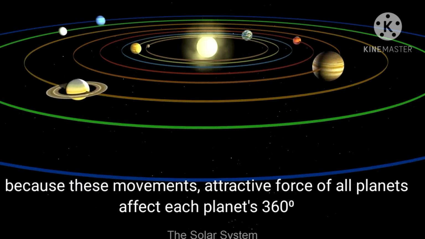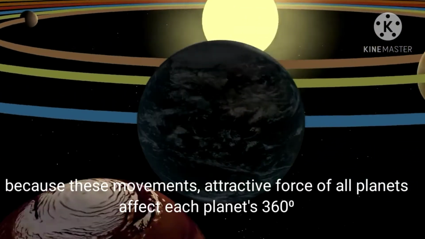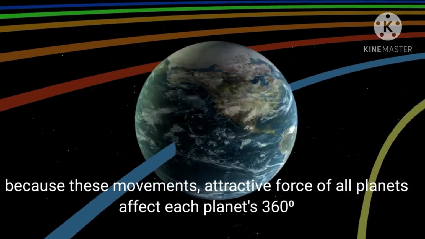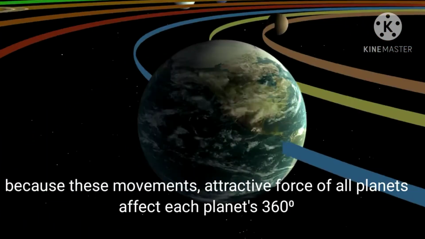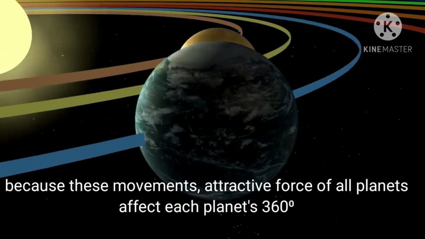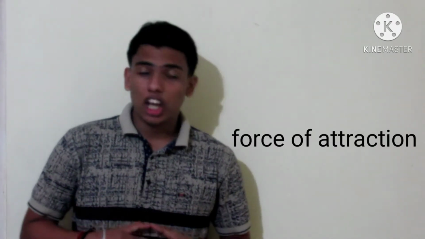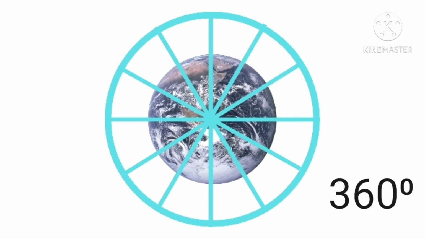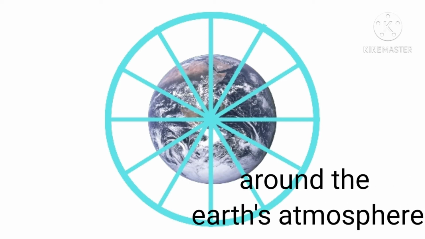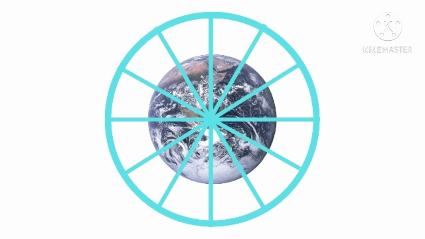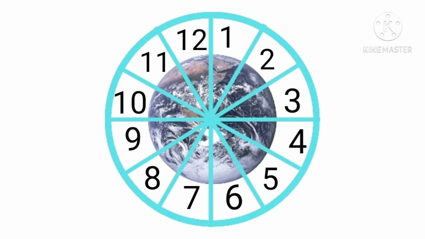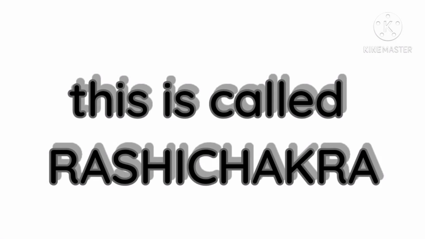Because of these movements in the solar system, the 360 degrees around each planet will be affected by the gravitational attraction of the Sun and the rest of the planets. To know from which angle the force of attraction from the Sun and the rest of the planets acts on the center of the Earth, the 360 degrees around the Earth's atmosphere is divided into 12 rashis of 30 degrees each, and this is called Rashi Chakra.